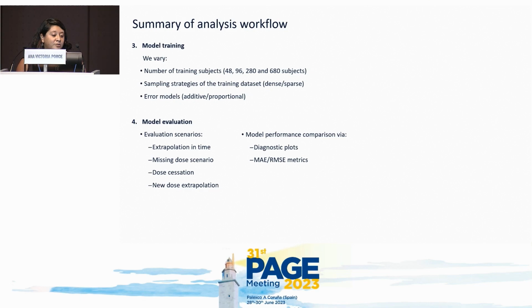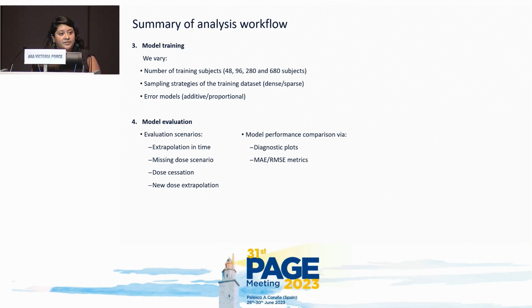So during the model training, we vary different aspects. We consider a different number of training subjects, different sampling strategies for the training data set, and different error models for the nonlinear mixed effect model that created the data. The reason to do this is to analyze how these aspects affect the model performance. Now, for model evaluation, we consider different evaluation scenarios that are standard for PopPK models. For analyzing the model performance, we consider diagnostic plots and evaluation metrics standard for machine learning.